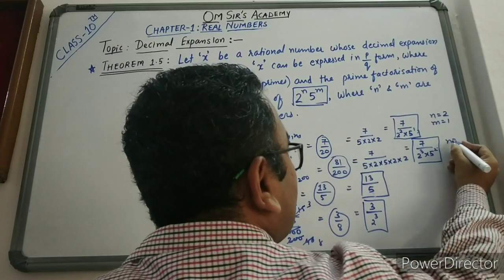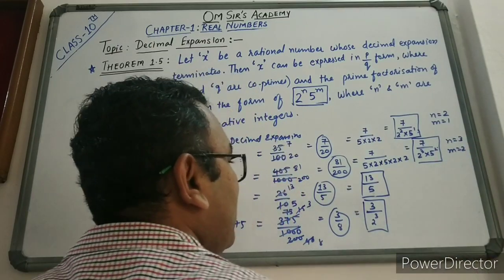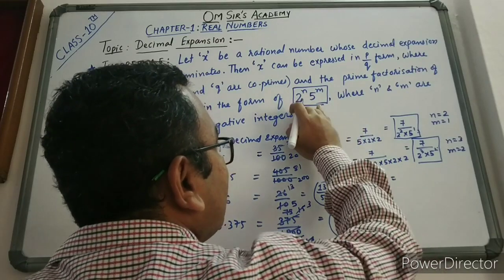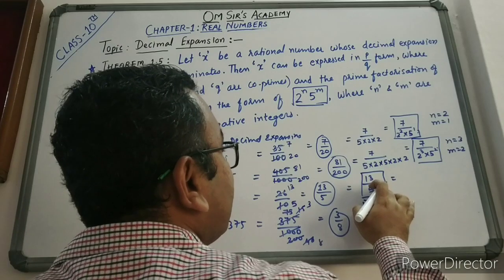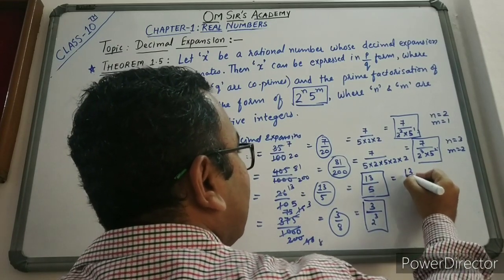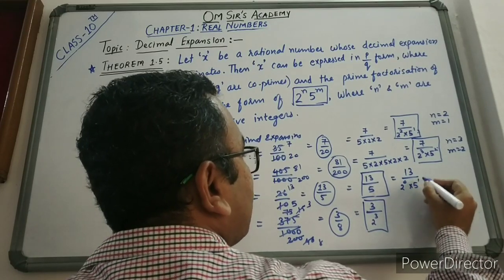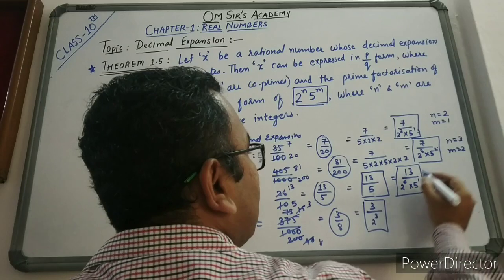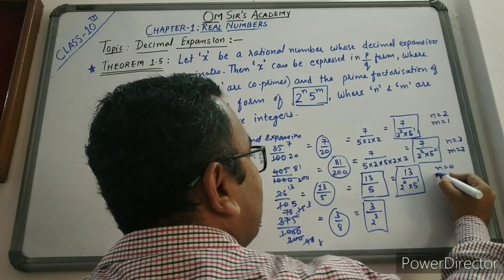Is it clear? So here my n is what? 3 and m is what? 2. But here when I see the denominator, it should be in 2 raised to n and 5 raised to m. So here there is no 2 present over here. So we can also write this as 2 raised to 0 into 5 raised to 1. Is it clear? So in this case, what will be your n? N will be 0 and m will be what?